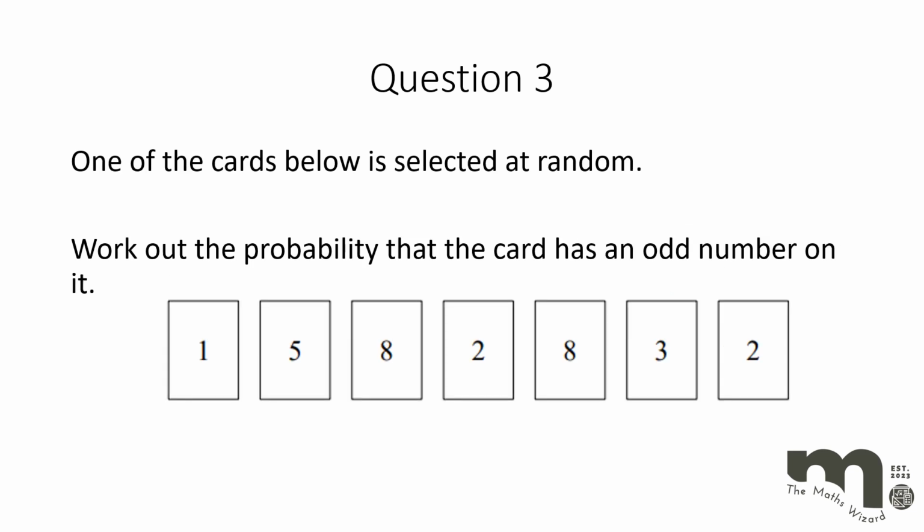Next question then, I'm going to pick one of these cards at random. I want to know the probability of it being an odd number. And we've got 3 out of 7, 3/7 there as your answer, because we've got a 1, we've got a 5, and we've got a 3 there. So we've got 3/7 chance of selecting an odd number.